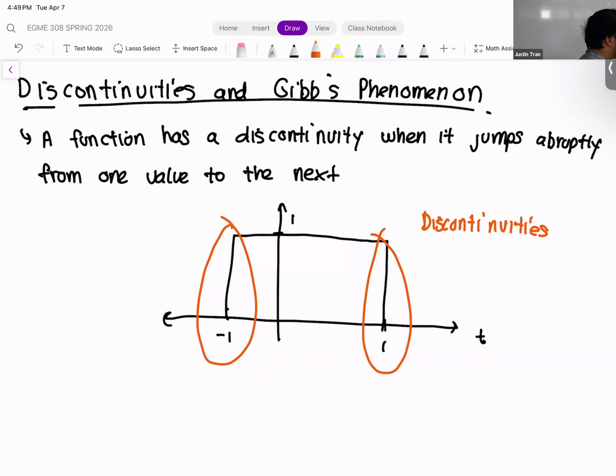So discontinuities are very interesting mathematically because technically, if you ask the question, what is the value of a function at t is equal to -1? Well, technically, it has two different values, right? It has a value at the top of the discontinuity and a value at the bottom of the discontinuity. The function has two values.